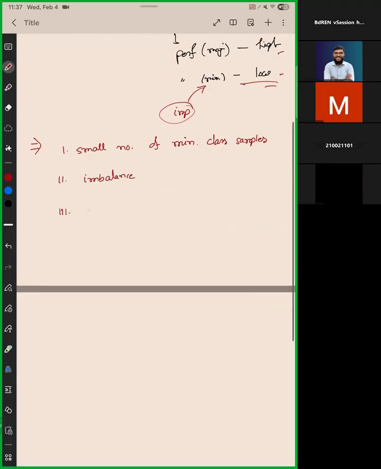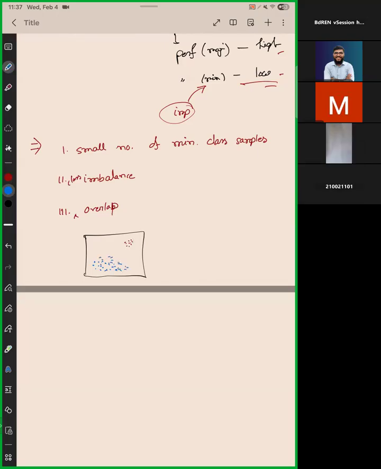Number three was the class overlap. Class imbalance, class overlap. Overlapping between minority and majority class. What does it mean? Let's look at this scenario. You have these samples here, one class. This is another class. So clearly one class is majority, another is minority, right?